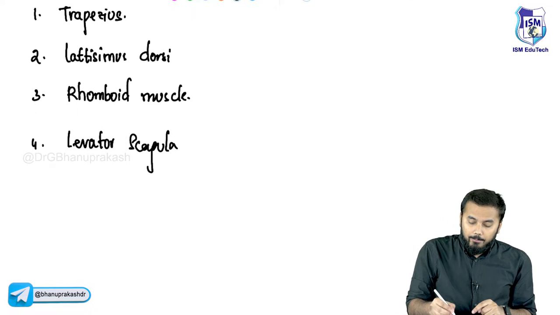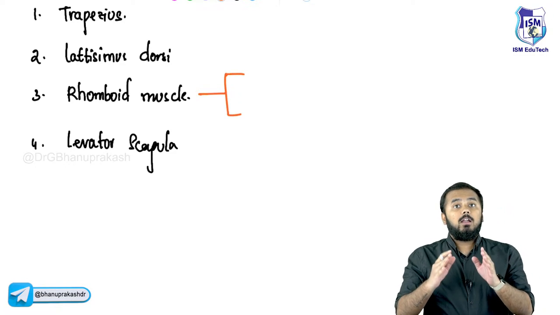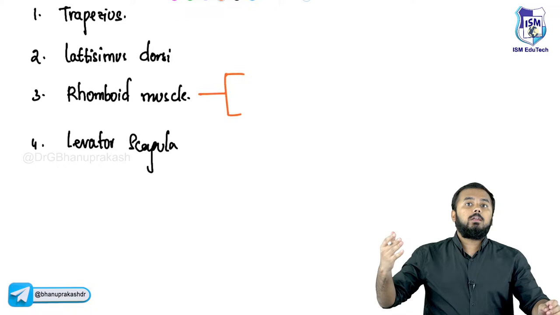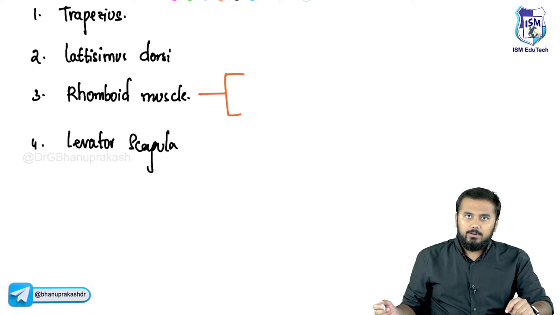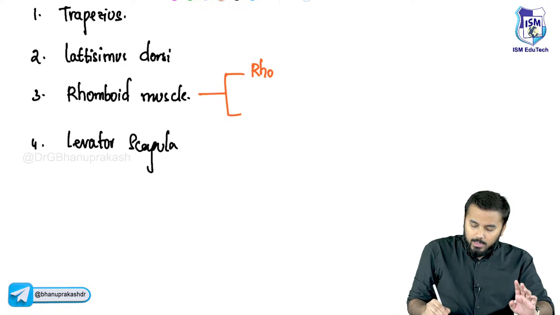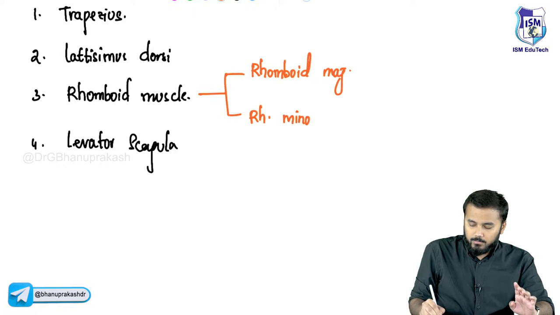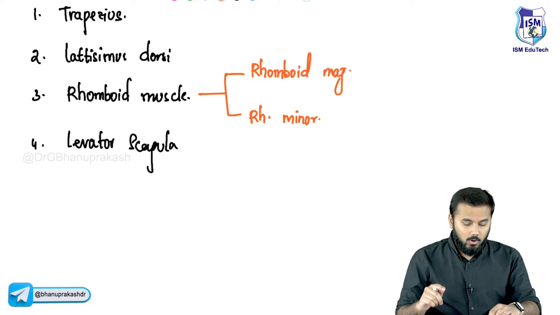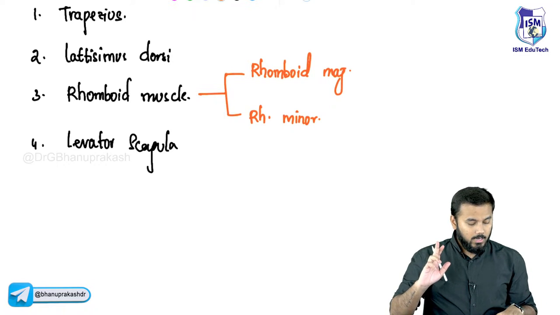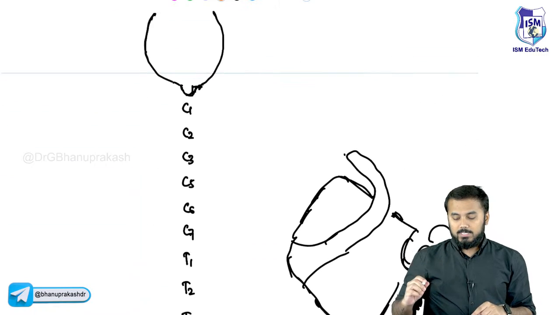Now, coming to these rhomboid muscles, guys, there are two different types of rhomboid muscles. One rhomboid muscle is large, so I call it rhomboid major. Another rhomboid muscle is small, so I call it rhomboid minor. Till here you are clear, guys? All of you? Till here all of you are clear. Very good. Now, we shall discuss all these muscles here.